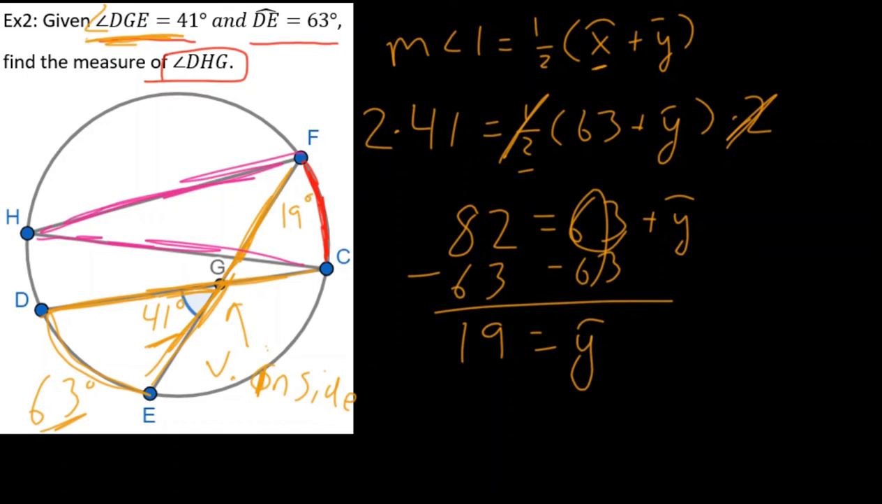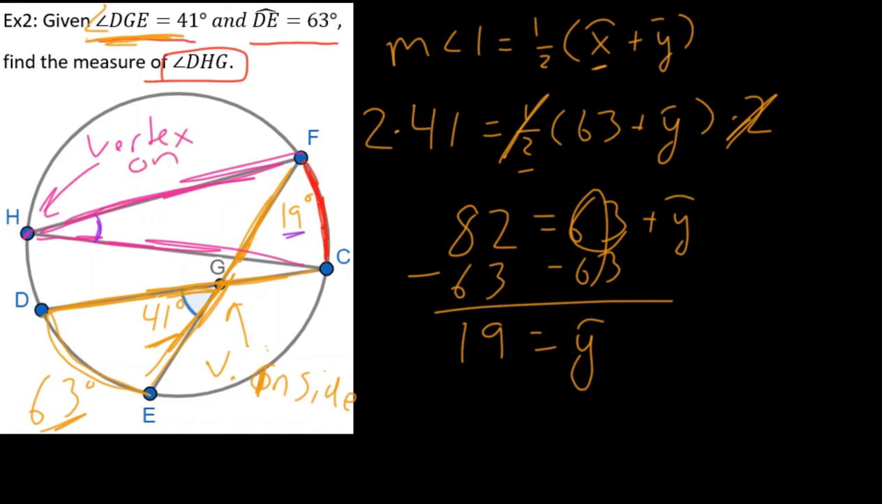Now from there, let me go ahead and switch to my magenta. So now we know that arc is 19 degrees. And we're now trying to find this angle right there. And so we ask ourselves, once again, what is that vertex? Is it inside, on, or outside? And of course, in this case, this is something that we would call a vertex that is on the circle.